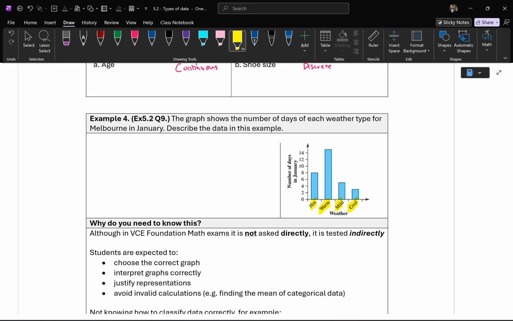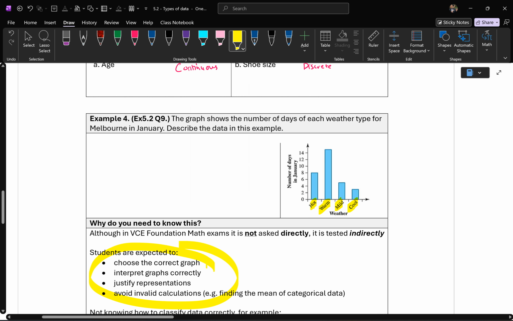They might say, what's the mode? What's the most popular or most common temperature in January? Those are the kind of questions you can expect at a year 12. Yeah, so that's problem solving, reading, interpreting. That's what they want at year 12.